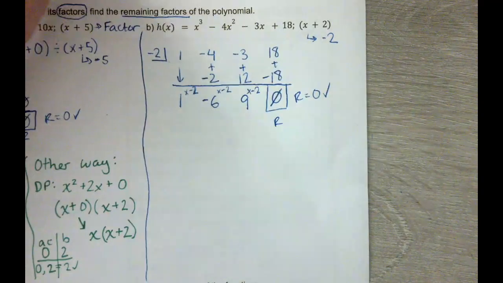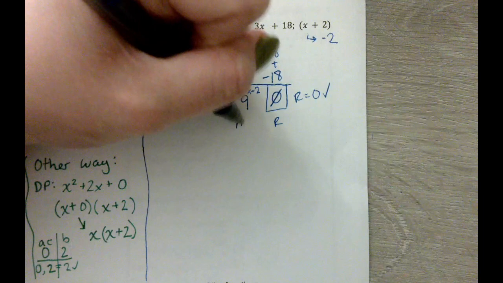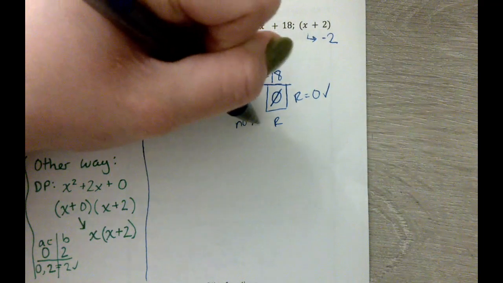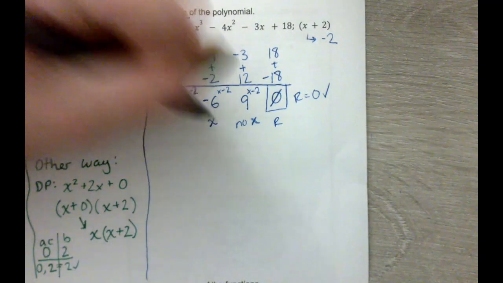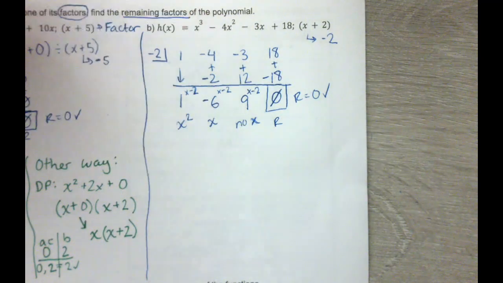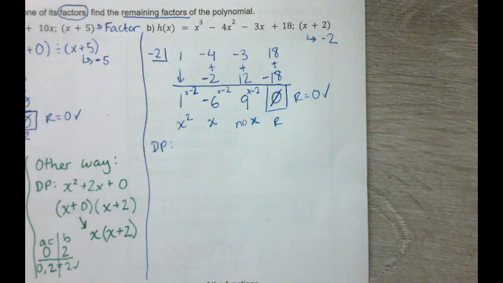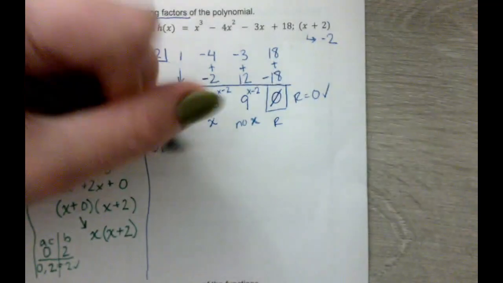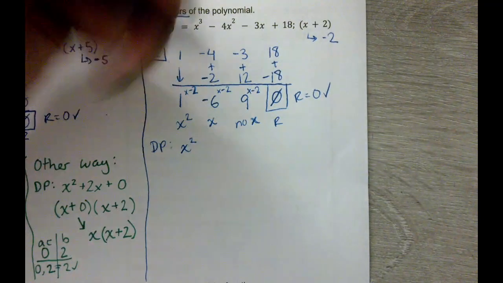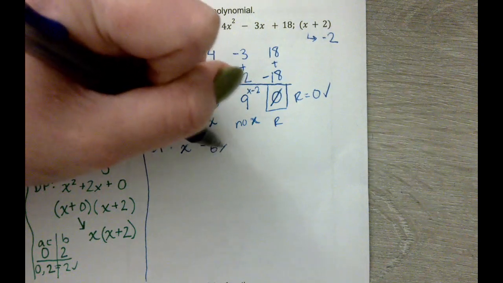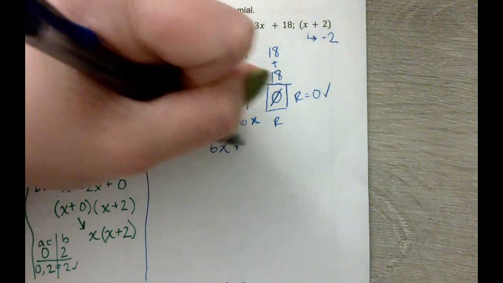So this is our remainder. 9 has no x, it's our constant. -6 gets an x, and 1 gets an x squared. So our depressed polynomial, our dp, is 1x squared, just x squared, minus 6x plus 9, no x on it.